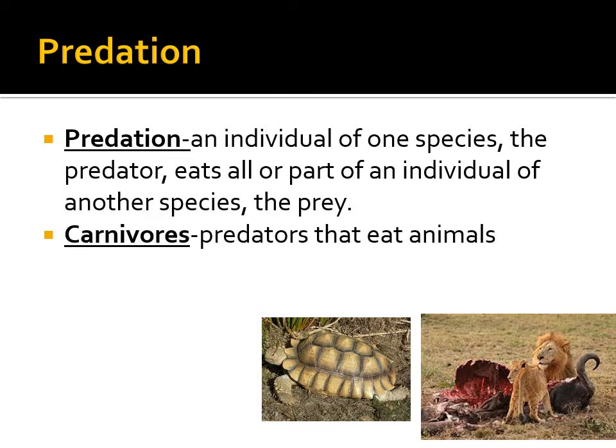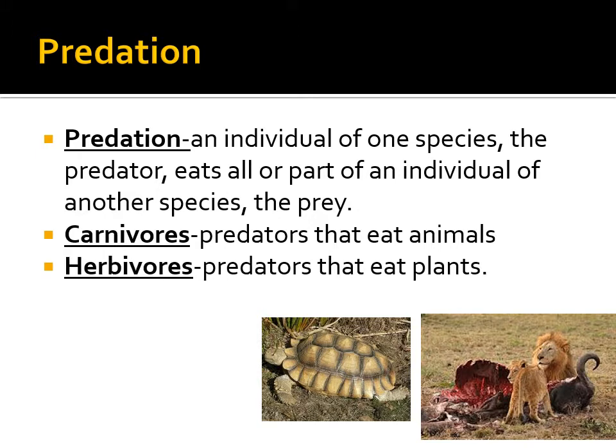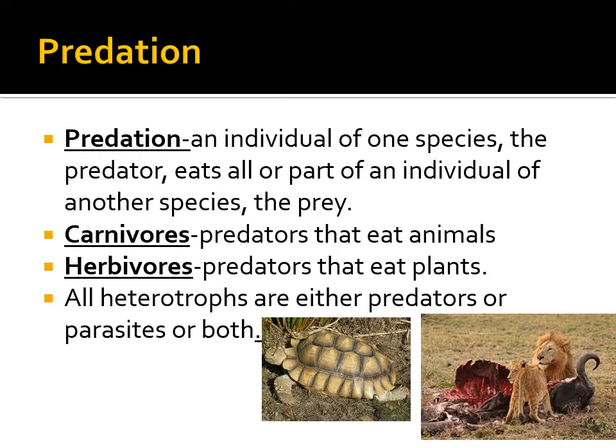Have a couple different types of predators. Carnivores, these are going to be types of predators that eat other animals. So in our picture down here of our lions eating this wildebeest, those would be considered, of course, a carnivore. Herbivores, example down here of your turtle, would be predators that are eating plants. All heterotrophs are either going to be predators or parasites or both. If you remember, a heterotroph is something that eats another organism. Could be another animal, could be another plant.